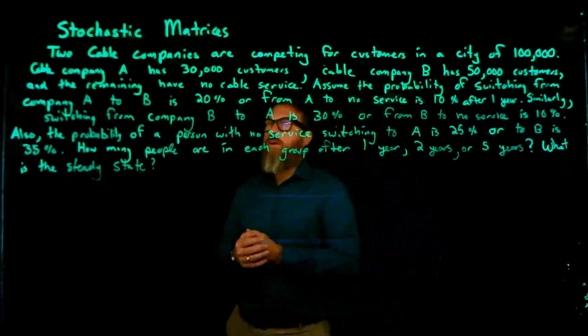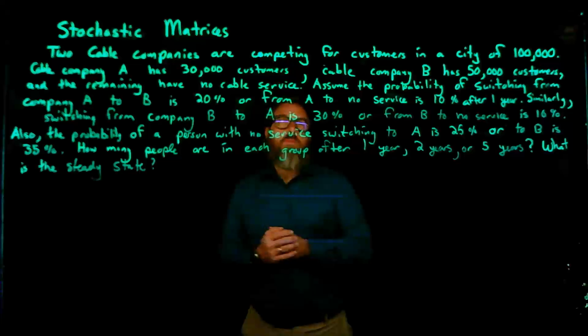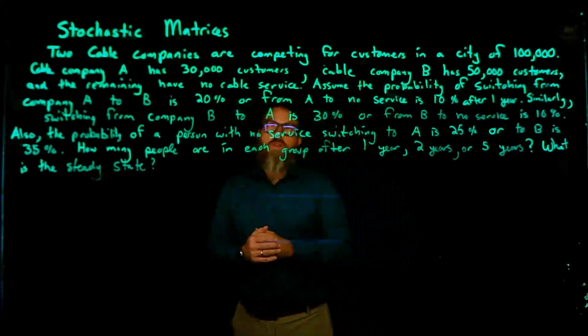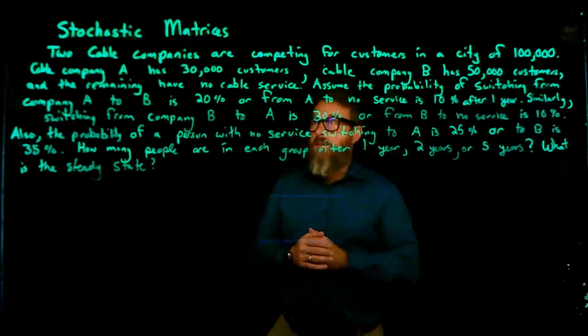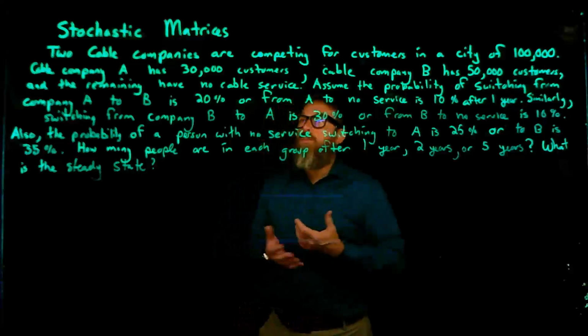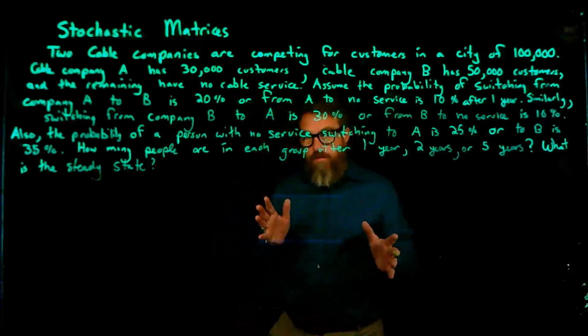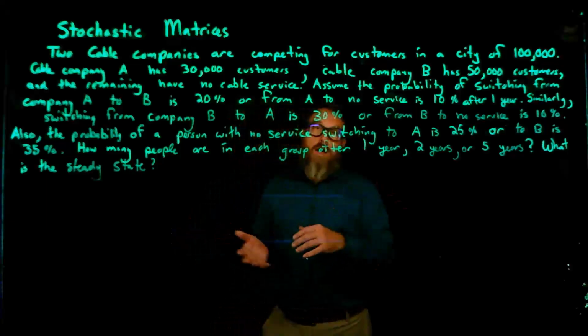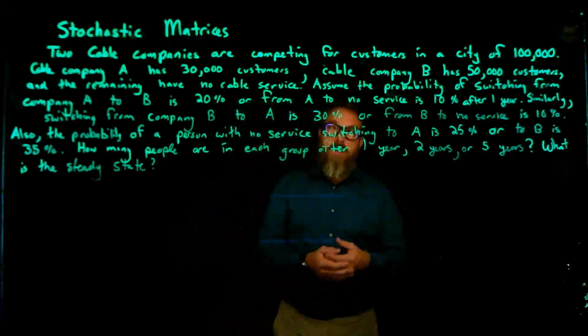So here's how it goes. I have two cable companies that are competing for customers in a city of, say, 100,000. Company A has 30,000 and Company B has 50,000 customers, and the remaining have no service. So I'm going to assume the probability of switching from one company to the other. So we're going to keep track of how many people in A are going to go to B, how many A are going to go to no service, similar with B, and then also similar with no service.